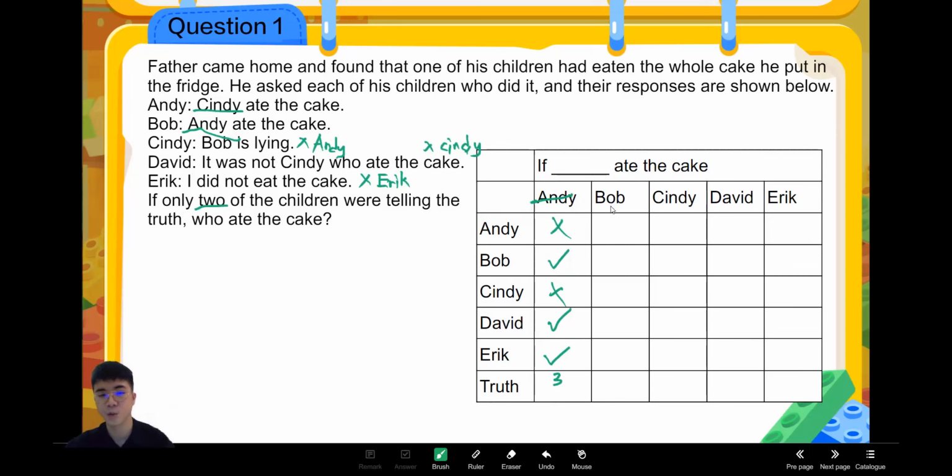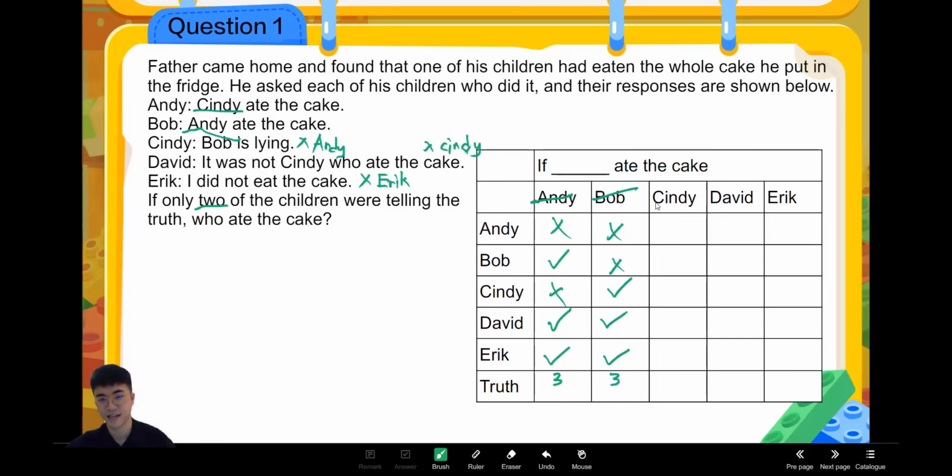All right. So what if Bob ate the cake? If Bob ate the cake, Andy is lying. Then Bob is also lying, and Cindy is probably telling the truth, because it's not Andy. And David is also telling the truth, Eric as well. So there are a total of three people telling the truth if Bob ate the cake, which is not correct either.